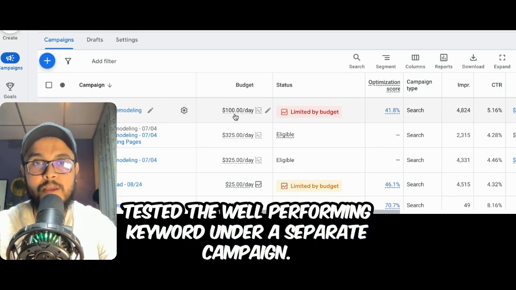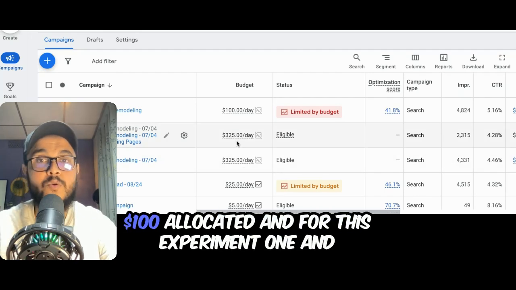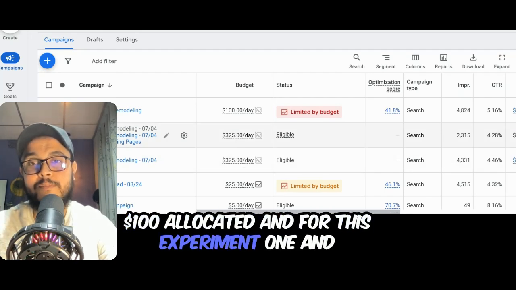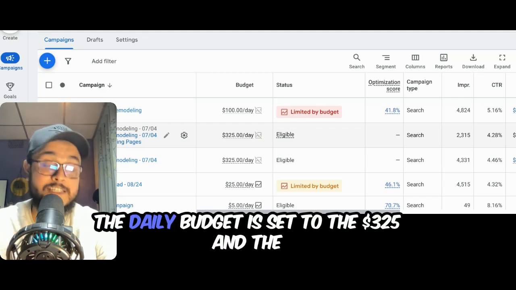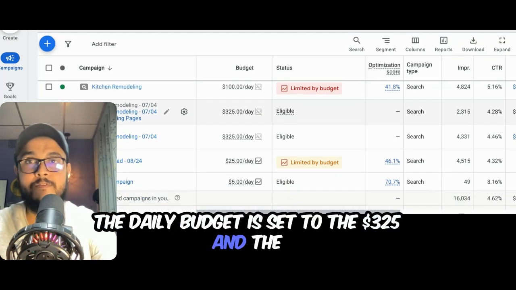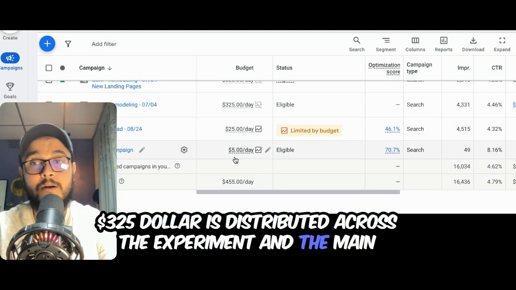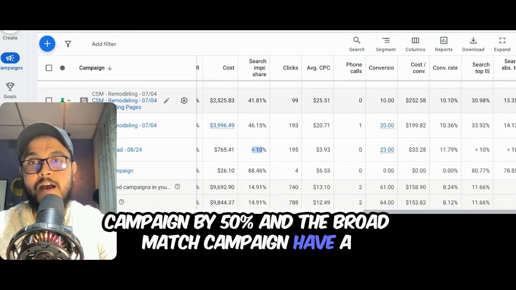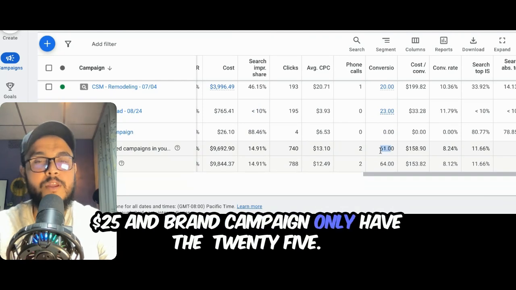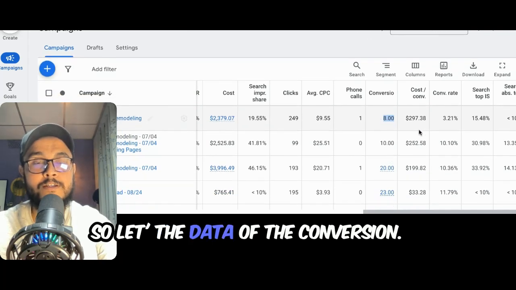For one campaign we tested the broad match keyword, and for another campaign we tested the well performing keywords under a separate campaign. Their daily budget is set to $325, and the $325 is distributed across the experiment and the main campaign by 50%. The broad match campaign has $25, and the brand campaign only has $5. So let's go to the conversion data.